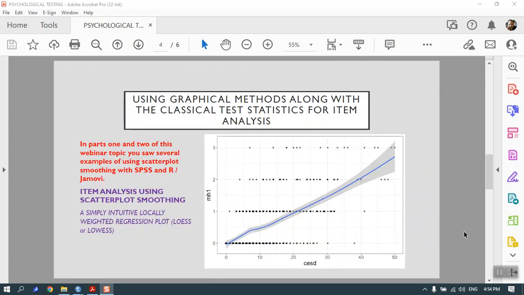And so in parts 1 and 2 of this webinar topic, you saw several examples of using scatterplot smoothing, this LOESS, or this sort of locally weighted regression plot. That's a very intuitive way of doing it. It's not ideal. It's not the last word by any stretch of the imagination.